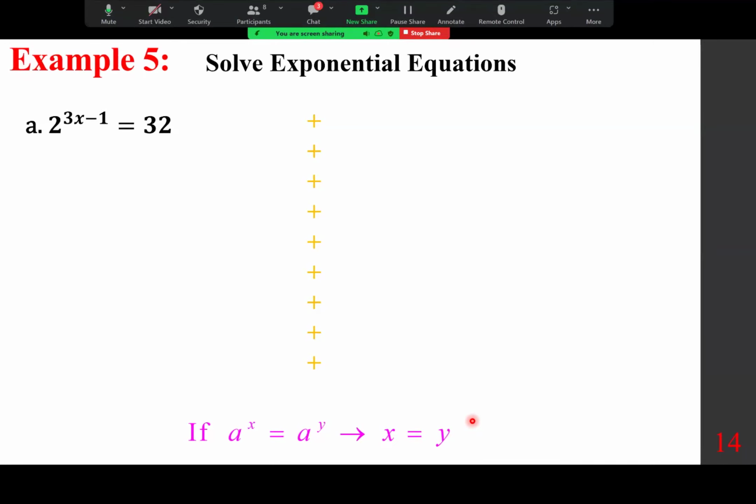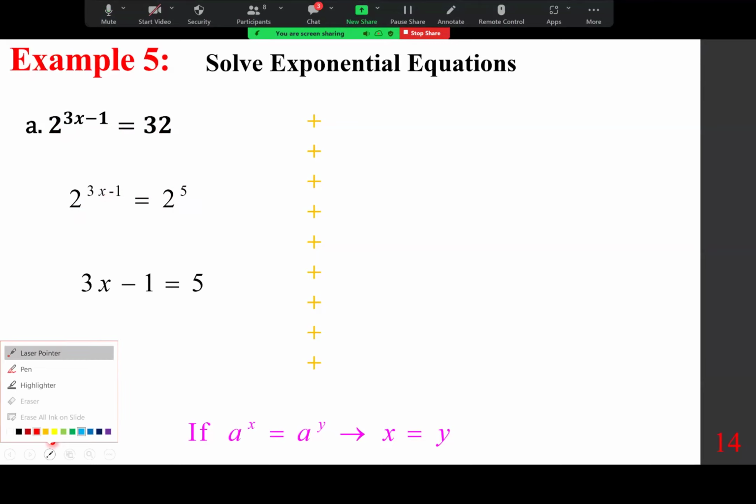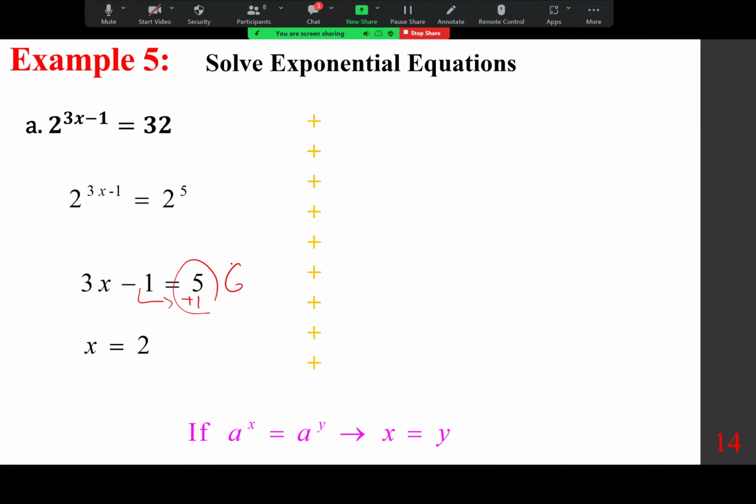methodology if it's possible. Notice the left side has a base 2. The right side is 32, and we should know 32 is 2 to the power of 5. Now, they have the same base, namely 2, so they must have the same exponent. 3x minus 1 must be equal to 5. Move the 1, it becomes 6, divide by 3, x becomes 2. And you can always go back and check your work.